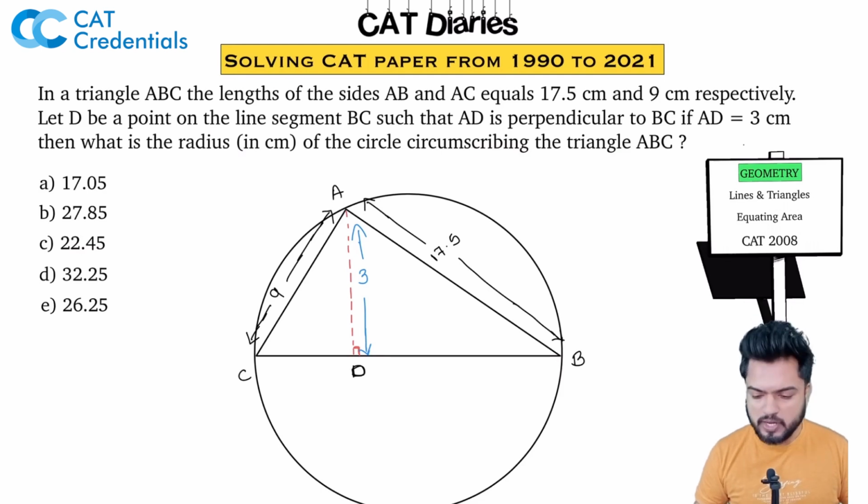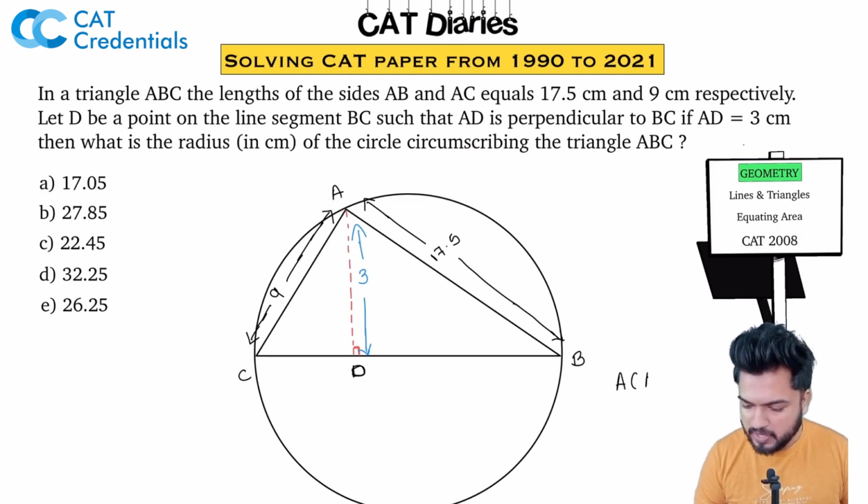You don't have to visualize to such an extent. You just need to know that this is about equating area to find out length. That's all should be clear in your brain. So which formula of area will I use? That's all I need to think. Earlier I used half into base into height. What will I use here? I need to find out circumradius. So I'll use that formula.